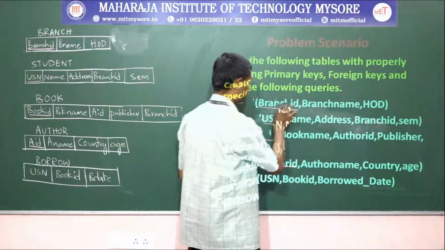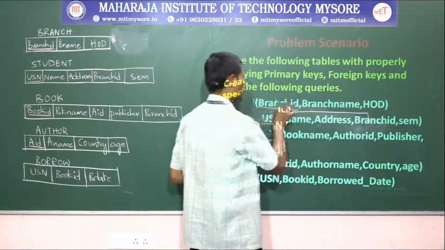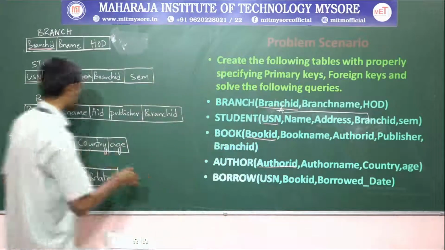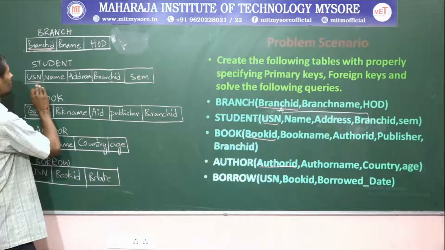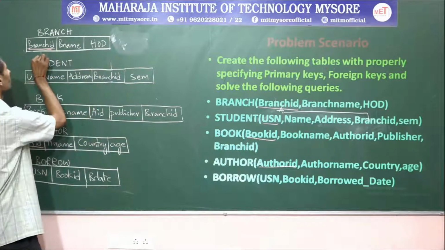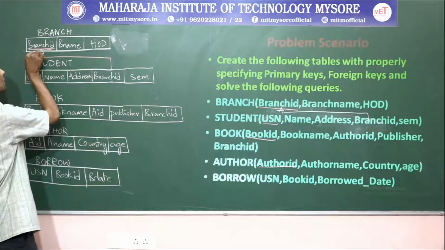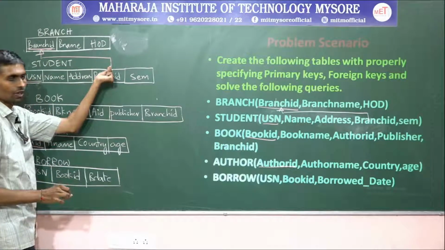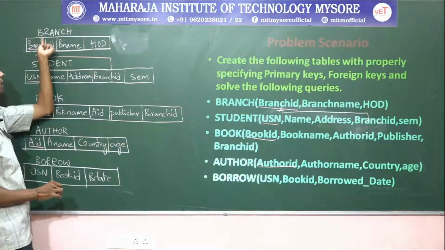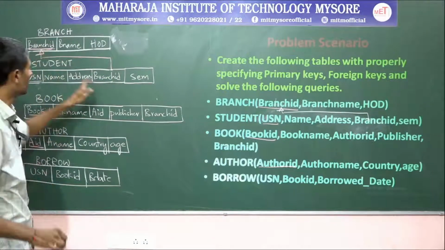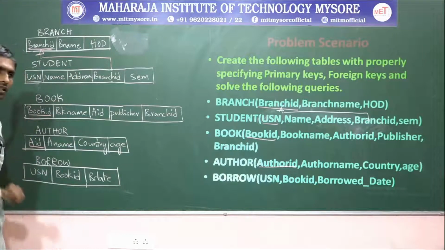So how can I represent it here? This is pointing to this one. This is the notation always used for representing a foreign key. That means this branch ID is pointing to the branch table's branch ID. That's it. Fine. Next, after that.